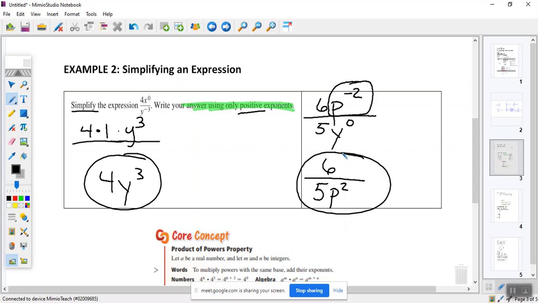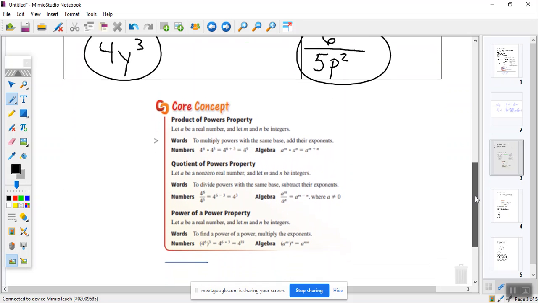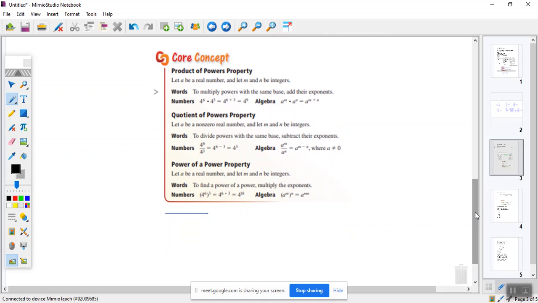So let's start making it maybe a little more complicated. And honestly, if you've got that base down where you know what to do with 0 and negative exponents, this is actually pretty simple moving forward, right? So, some more core concepts, 3 big ideas that are going to show up for us today. Product of powers property, quotient of powers property, and power of a power property.